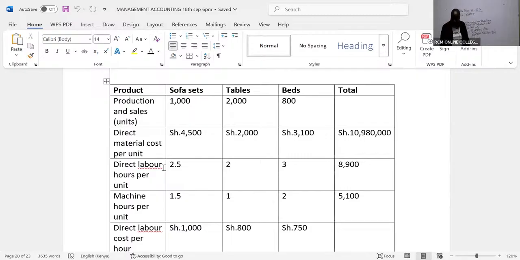All right. So I can see direct labor hours here for tables, it's 2. So 2 times what here, somebody? 2,000. Plus, ladies and gentlemen, I can see for beds, we need 3 hours per bed. So it will be plus 3 times what here, somebody? 800, thank you. Times 800, like that. Which ended up giving you, great guys, how much?